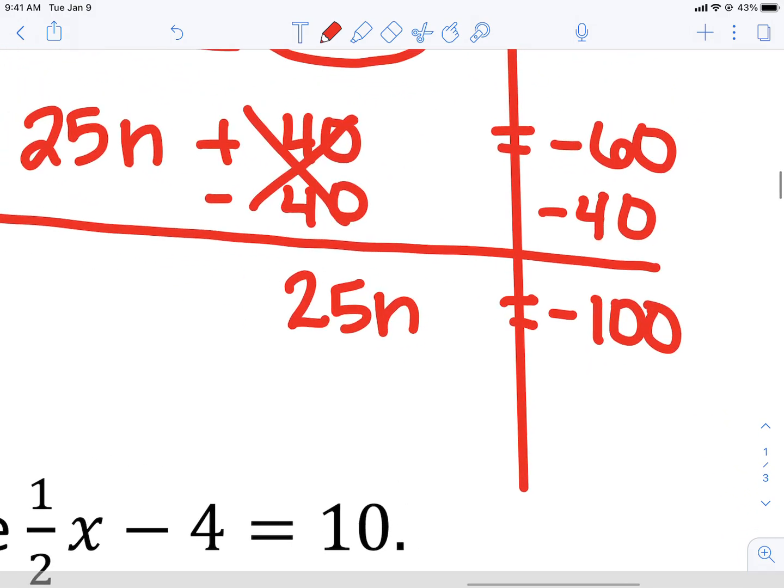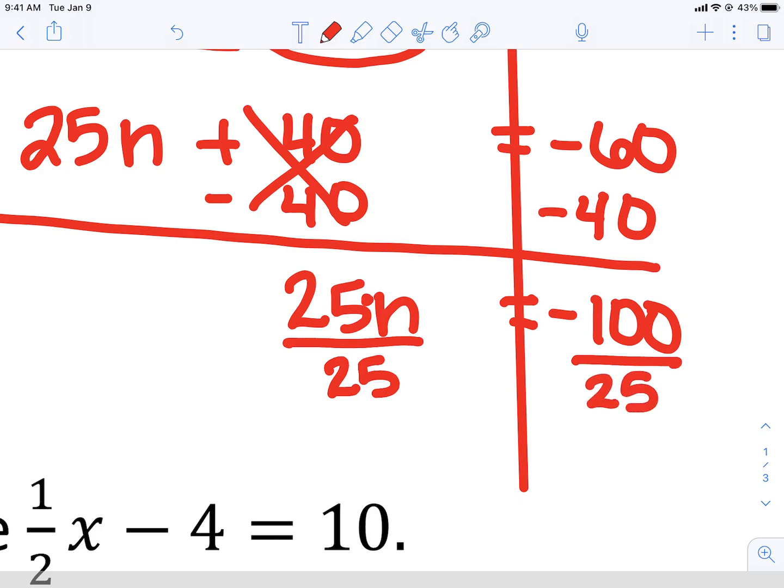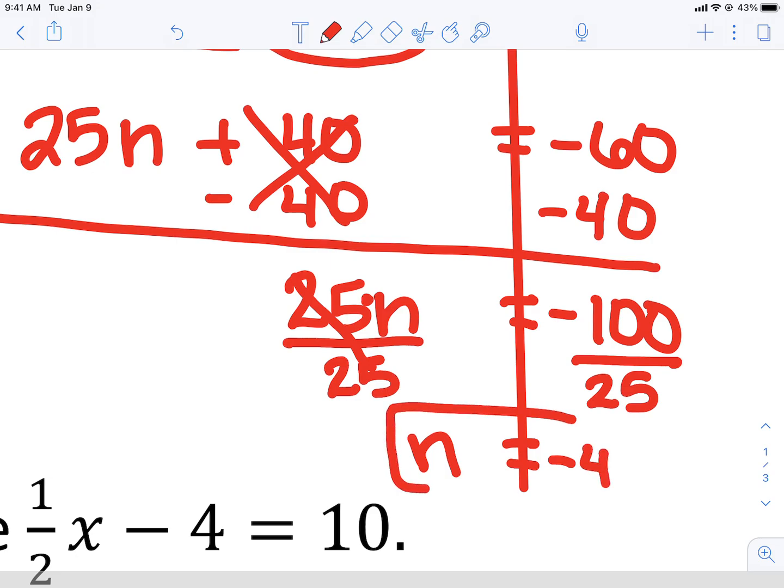Okay. The 25 and the n are being multiplied, so I'm going to divide both sides by 25. 25n divided by 25 makes a 1n. -100 divided by 25 is a -4. So you get -4 as your answer. And again, you can always check your work by plugging it back in.